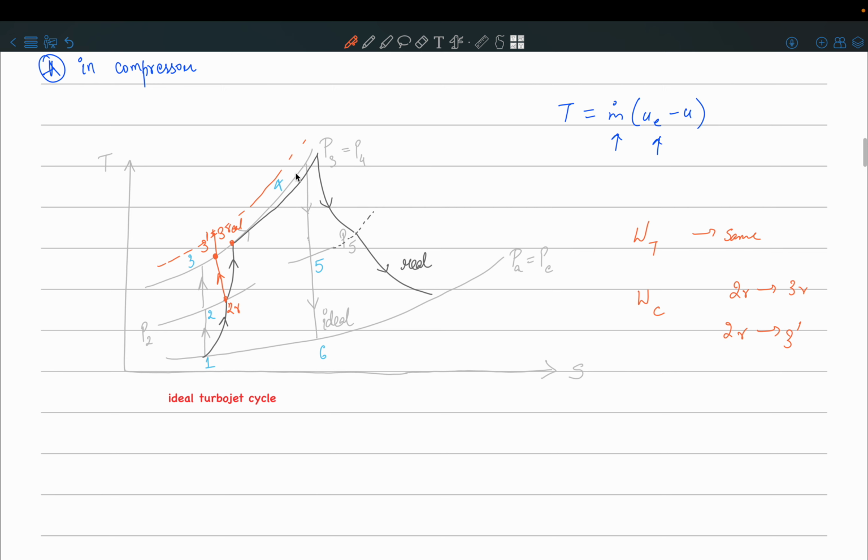Does that make sense? So you have increased the pressure that the compressor can achieve, and you have increased the maximum temperature that can be reached in your combustion chamber. So then your thrust will also increase. Is this clear?